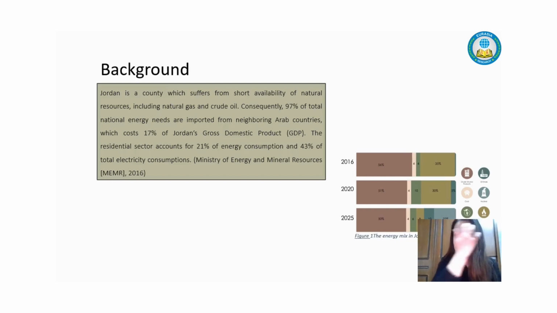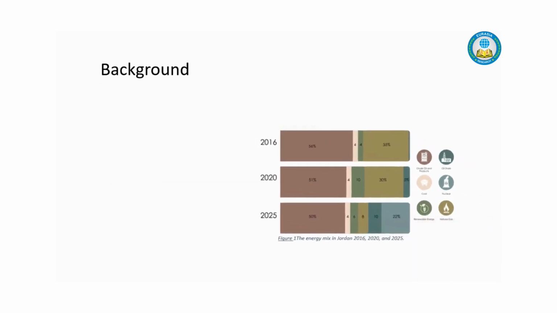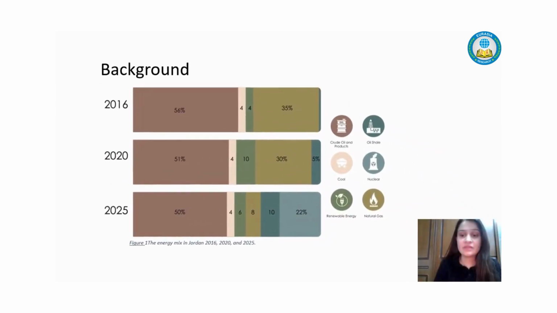And as seen in this illustration that I have done, throughout the years from 2016 to 2020, and as predicted in 2025, most reliance on energy consumption was on crude oil and its products. The crude oil is one of the non-renewable energy sources that here in Jordan we actually import from our nearby Arab countries, which means that we have a very huge problem since the most reliance was on crude oil and it's an imported energy source.